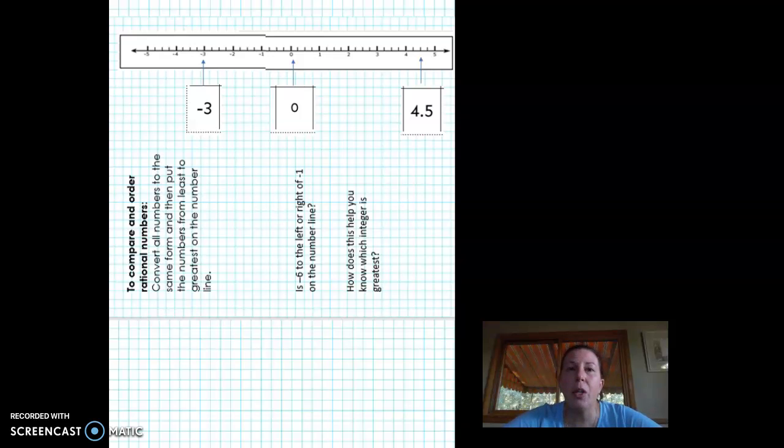The next number we're going to look at is -3 and 1/2. So we would go over to where we place -3, and -3 and 1/2 is halfway between -3 and -4.